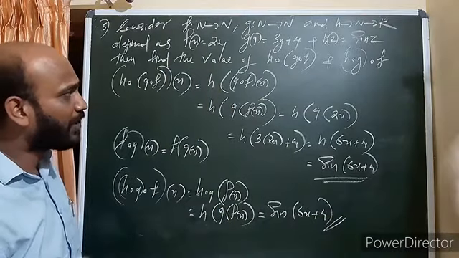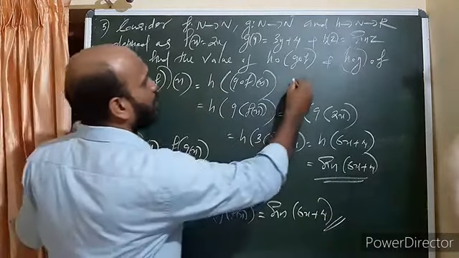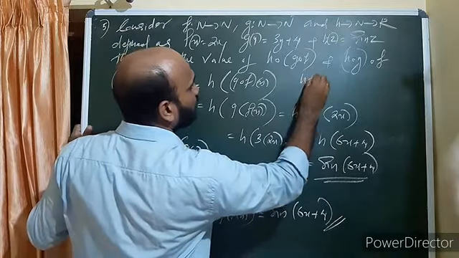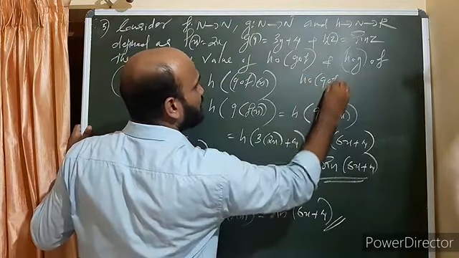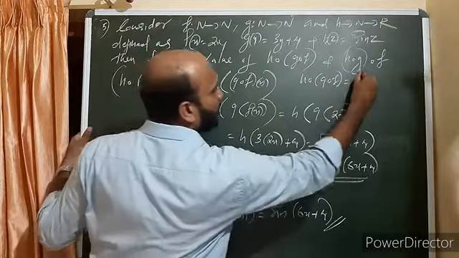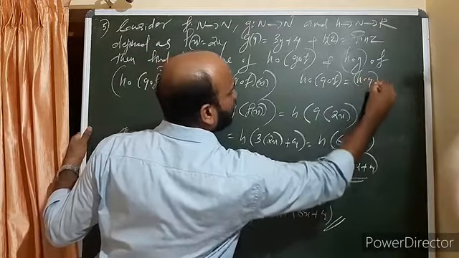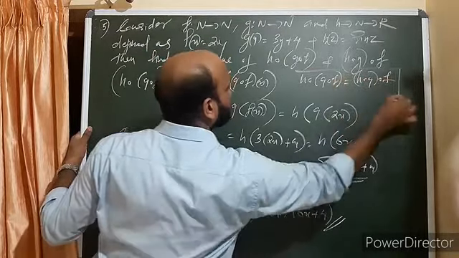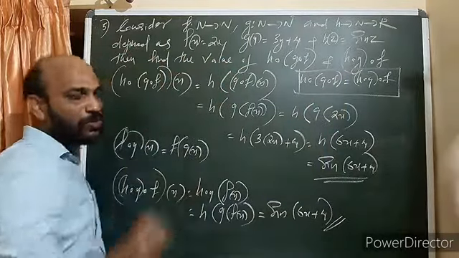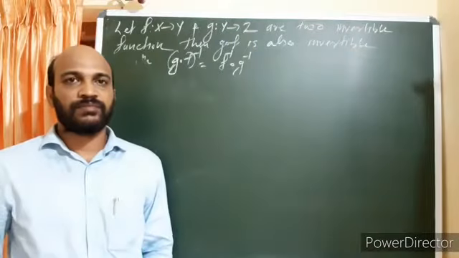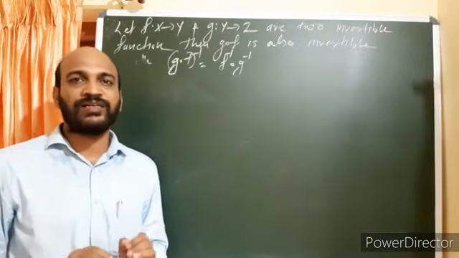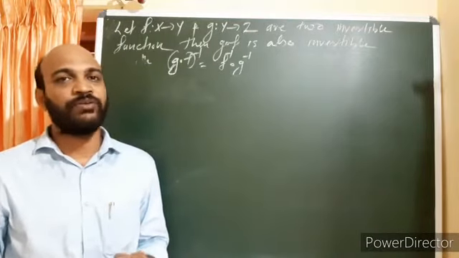So here we are getting one result, that is h of g of f is equal to h of g of f. This result you have to note down. Okay. Consider another question. It's one conceptual question, so you have to watch the video very carefully.